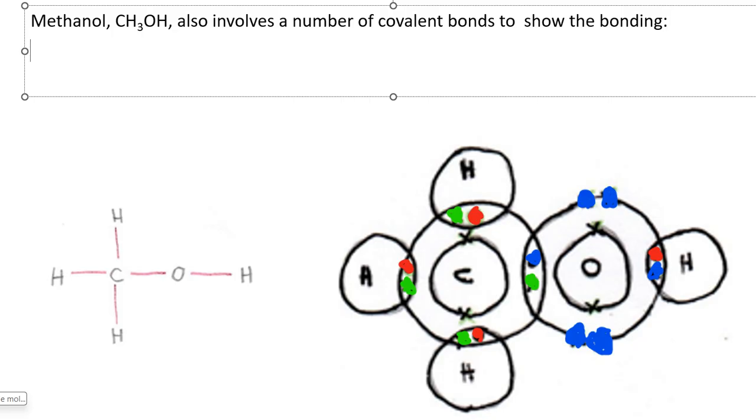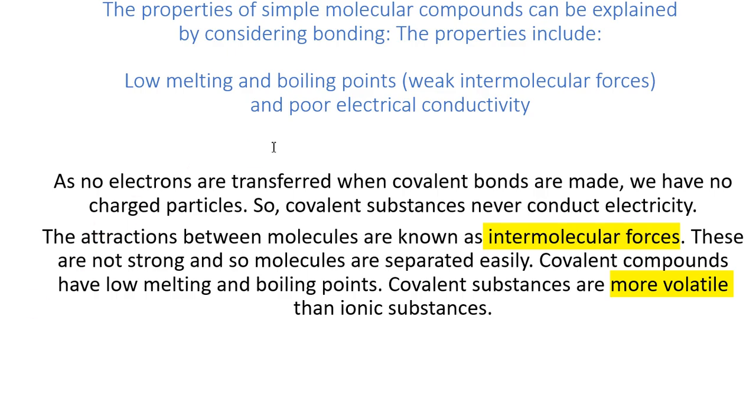Now that's looked at the formation of covalent bonds to make molecules. The properties of simple molecular compounds can be explained by considering bonding. Always, when we think about the bonds that are formed, the nature of those bonds, they help us to predict the properties. And we're required to know covalent substances have low melting and boiling points. What we saw in a previous video, ionic substances have high melting points because of the attraction between oppositely charged ions. I don't have that now.